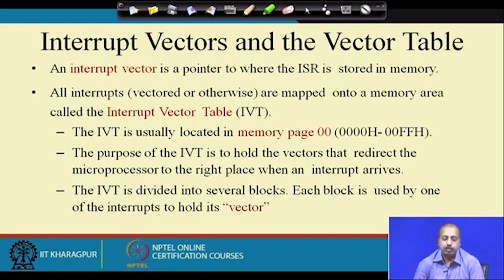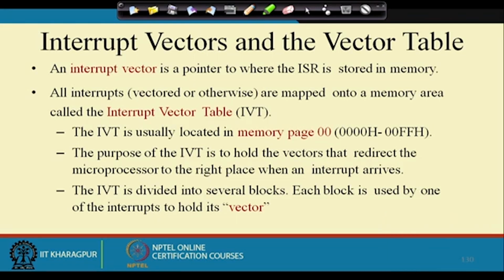What happens is that when a particular interrupt occurs, say 5.5, there is a fixed address to which the processor will jump, and that address comes in the range 00 to FF hex. In that part you can have your ISR for 5.5, and we can accordingly execute the ISR there. This IVT area, 0 to FF, is divided into blocks, and each block is used by an interrupt to hold its vector.